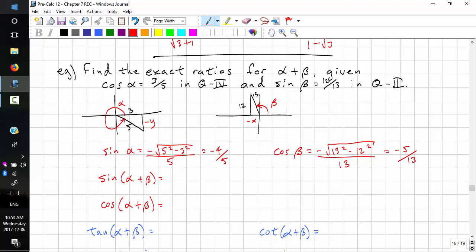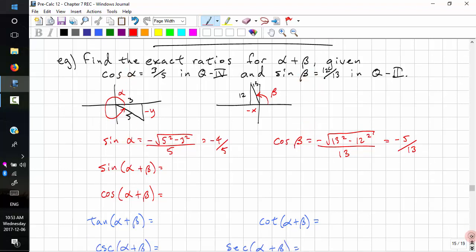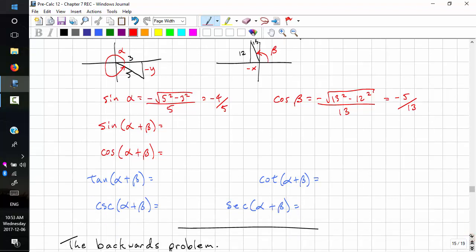So we've done this before. Sine alpha is this piece, and it's negative. So we have negative square root of 5 squared minus 3 squared over 5, and that works out to negative 4 over 5. Similarly, cos beta, we have negative square root of 13 squared minus 12 squared over 13, so that's negative 5 over 13. Now we have sine alpha, sine beta, cos beta, and we can find out all the other ratios.